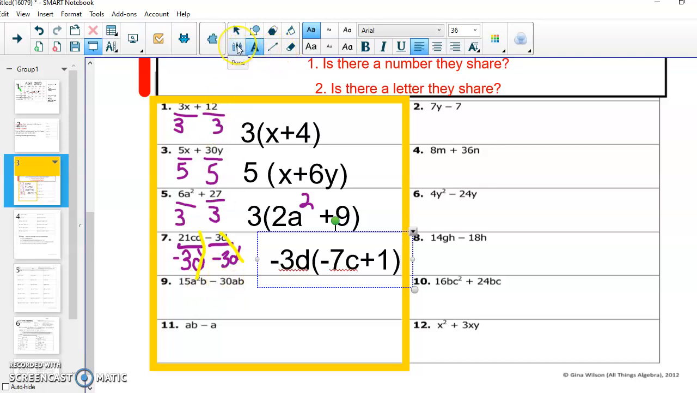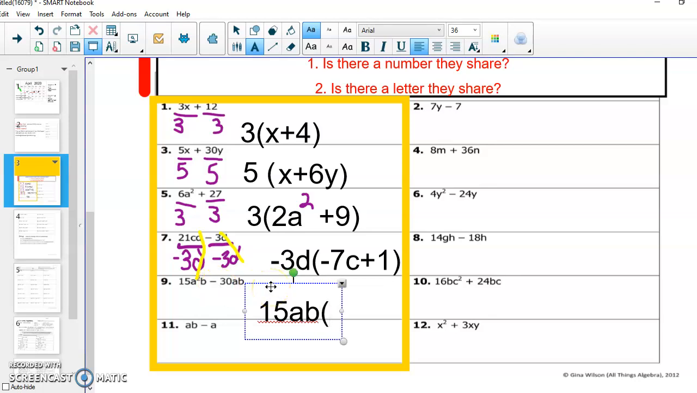I'm looking for the biggest number, that greatest factor. So here I'm going to have 15 that they both share. And then I'm going to think about, is there a letter that they share? Well, I have an a squared, a b, and an a and a b. So I see there is an a in both of my terms, but the biggest a that they both share is just a to the first power. So I'm only going to write and take out one a because both of them share one a, but they don't both have an a squared.